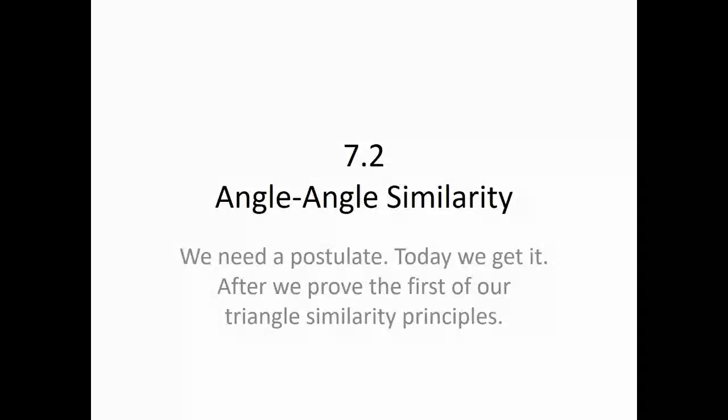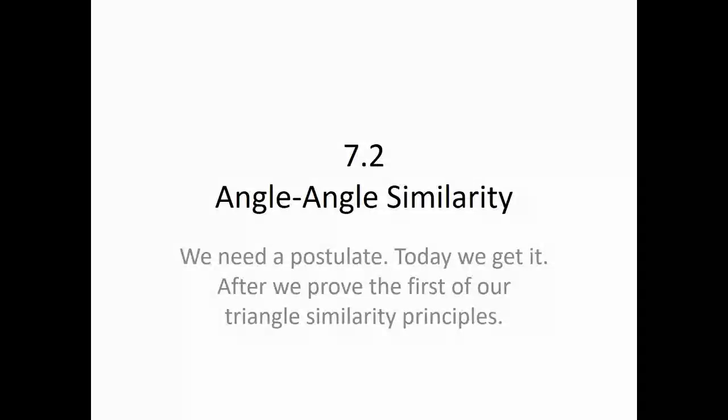So we have a definition of similarity, so of course we could prove that two triangles are similar if we knew all of their side lengths and all of their angle measures. All we'd have to do is check for equality and proportionality. But we can conclude similarity with less than complete information about two triangles. And in this section, we will prove the first of our shortcuts to similarity, that is angle-angle similarity. And to do that, we will need a postulate, and I will give you that postulate in just a moment.